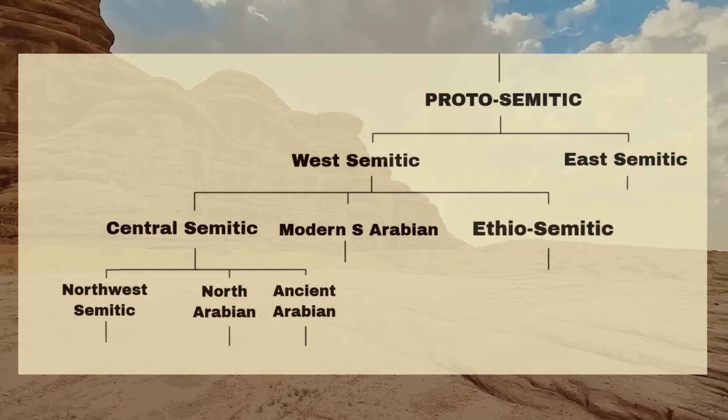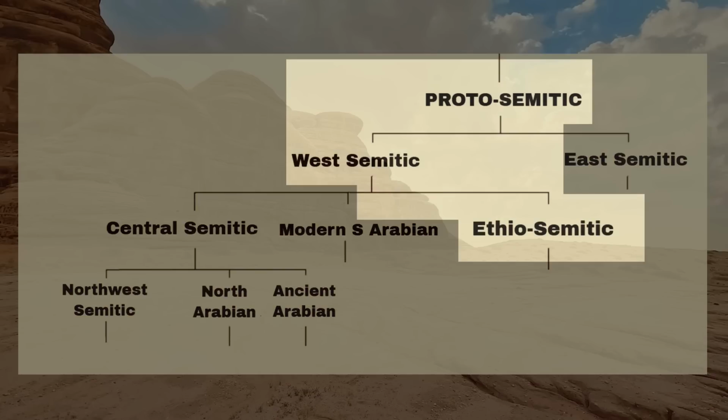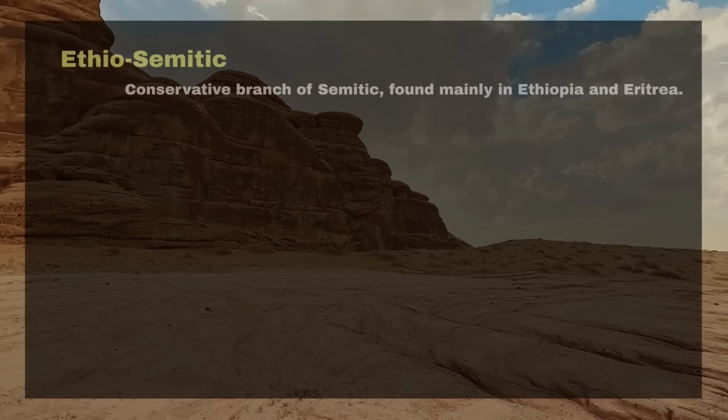Moving on to West Semitic, this branch comprises three sub-branches, Ethio-Semitic, Modern South Arabian and Central Semitic. First, Ethio-Semitic. This conservative language group is located in the Horn of Africa, primarily Ethiopia and Eritrea. It is likely the result of movements back to Africa from the southern Arabian Peninsula in the 1st millennium BCE or earlier, although this remains disputed.